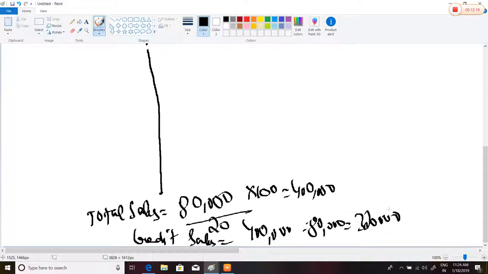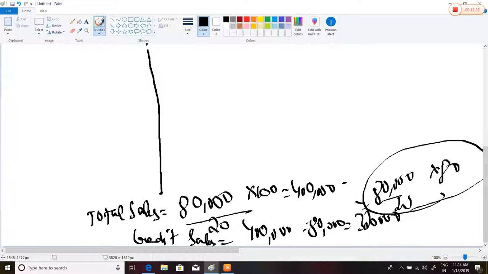Or you can directly compute your credit sales by 80,000 divided by 20 into 80. This is also correct, okay?